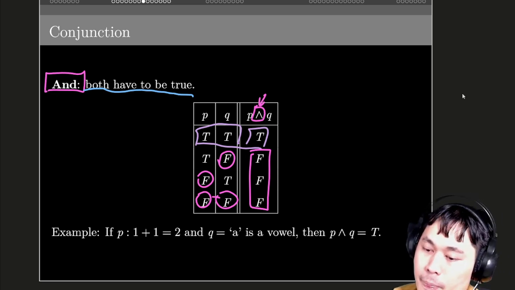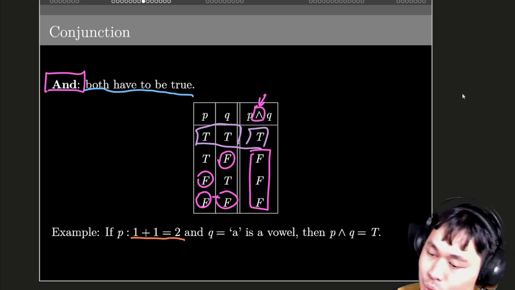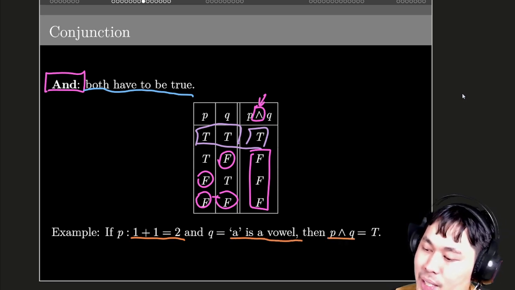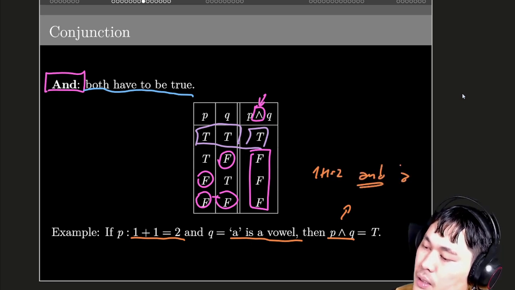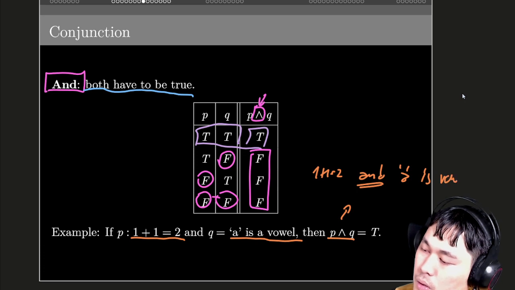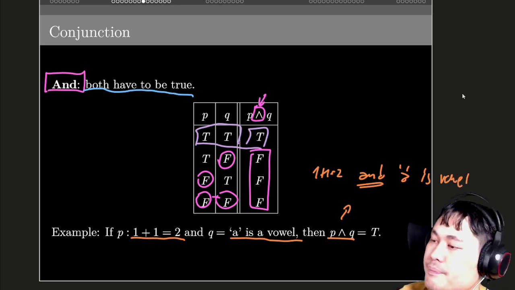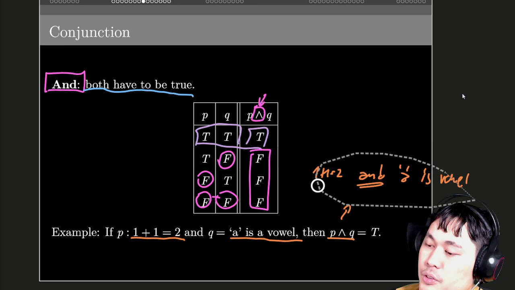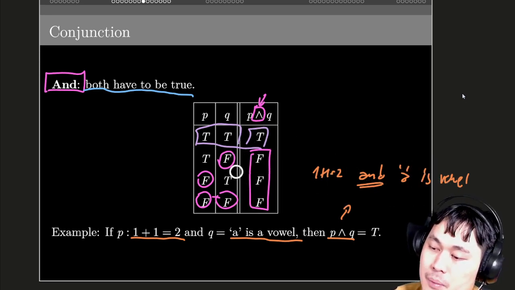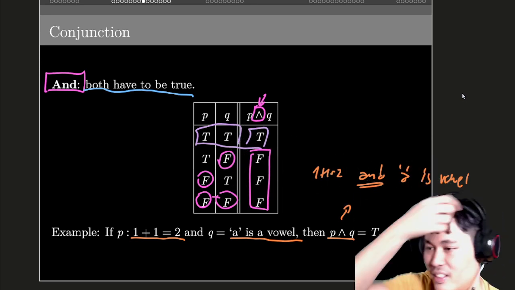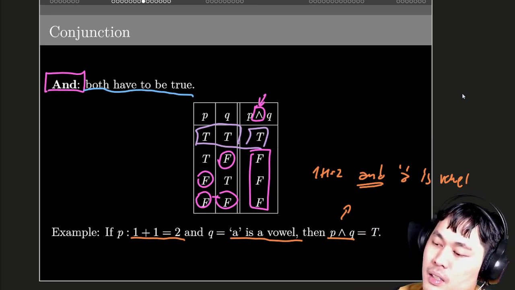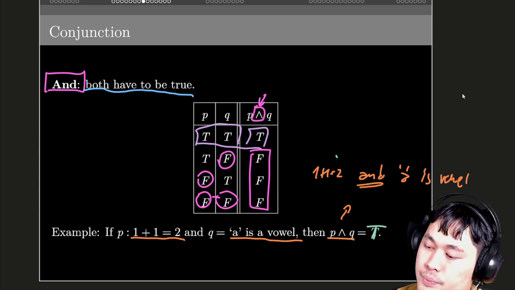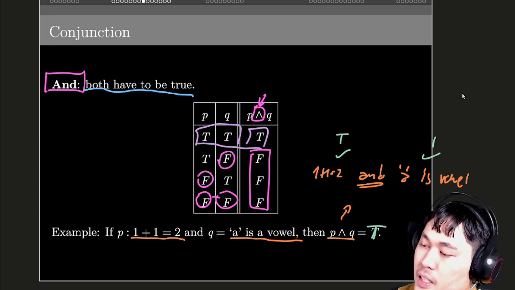For instance, if P is 1 plus 1 equals 2, and Q is it's a wall, then P and Q, if you unpack that, you say that 1 plus 1 equals 2, and it's a wall. I'm claiming these two at once. And the truth value of this statement can be found from a table, or in this case you can use English to interpret that. This statement is true because each individual statement is true.